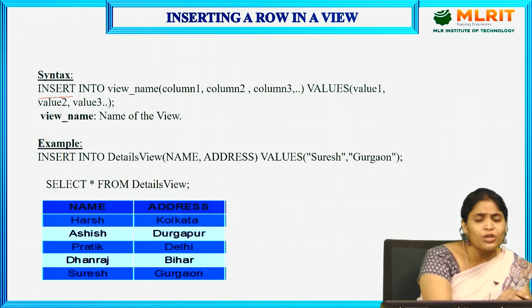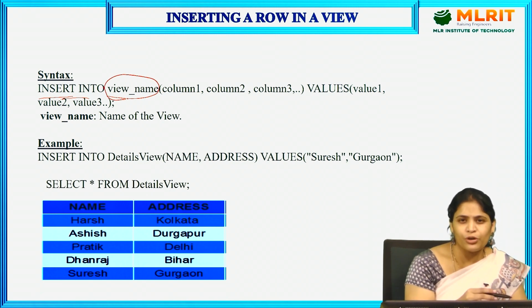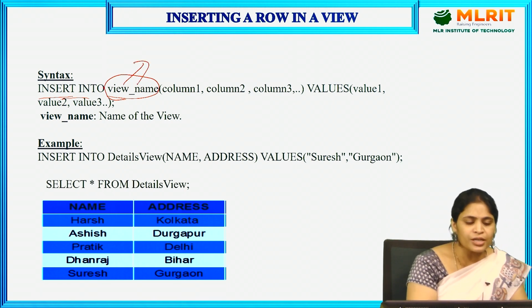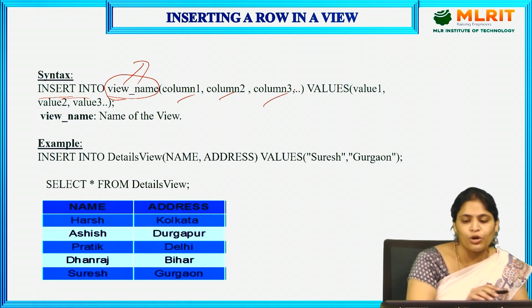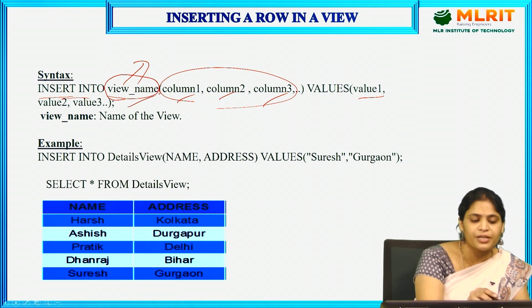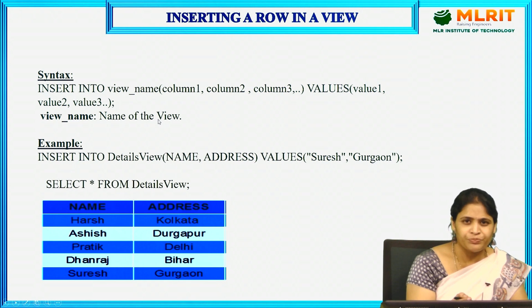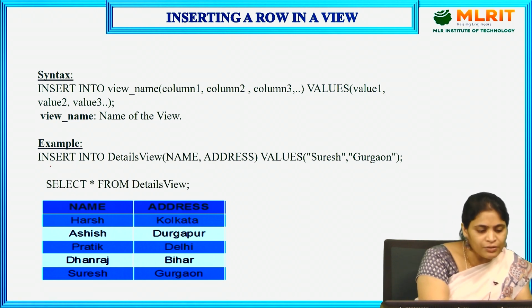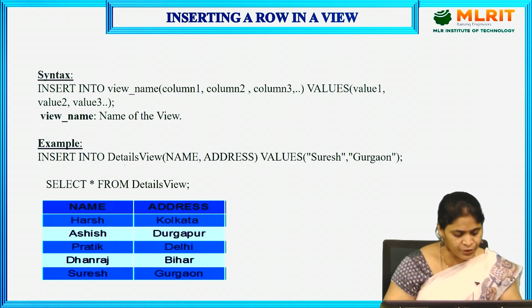So what is the syntax? Insert into view name. Whatever the row that you are going to insert, that view name you have to represent here. So insert into view name. What are the columns? Column 1, column 2, column 3, and what are the values of these respective columns will be represented here, right? So here view name is nothing but the name of the view. So here let us consider one insert command, insert into details view. So what is the details view here previously?